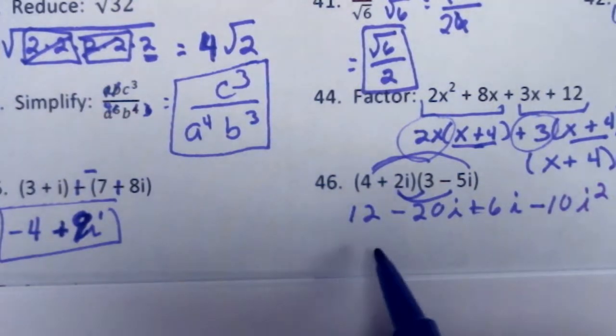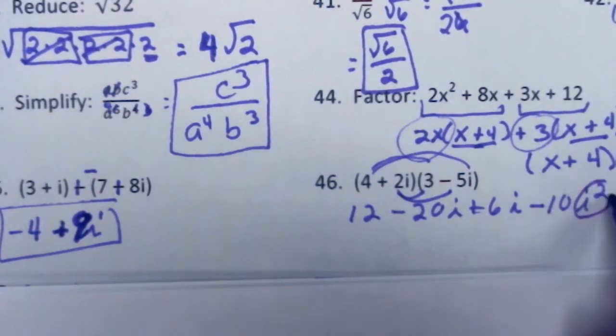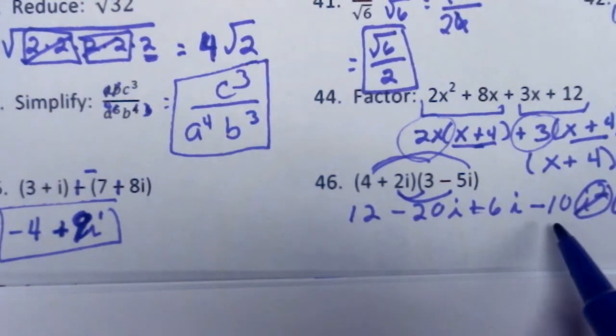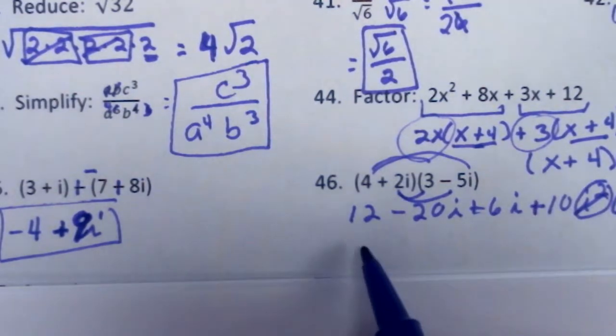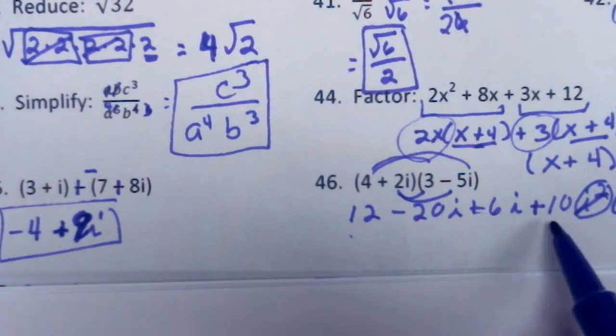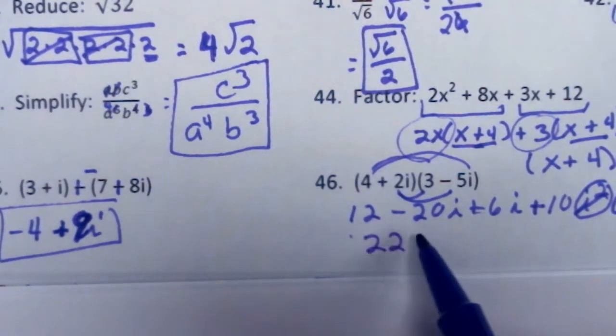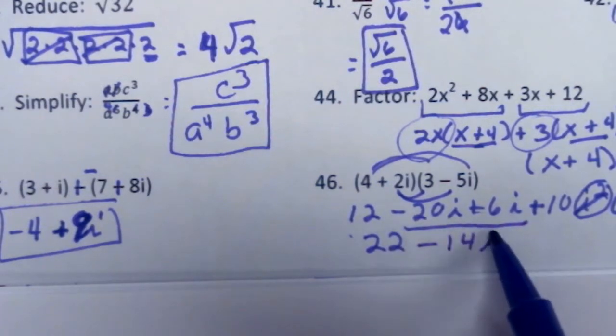Okay, so our i squared is the same as negative 1. So I'll end up with negative 10 times negative 1. Well, negative 10 times negative 1 ends up being positive 10. So 12 plus 10 is 22. Combining the two middle terms, negative 20i plus 6i is negative 14i.